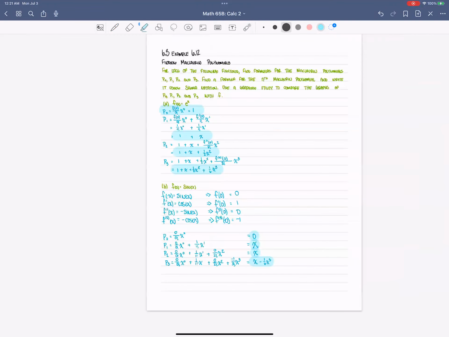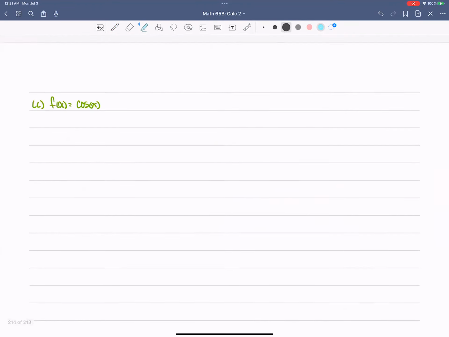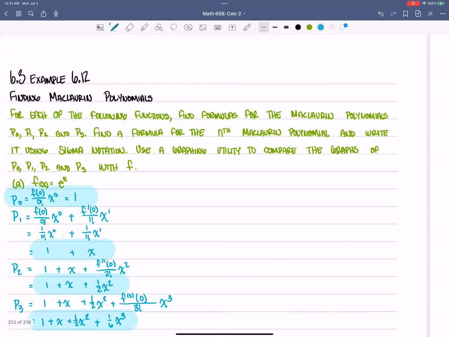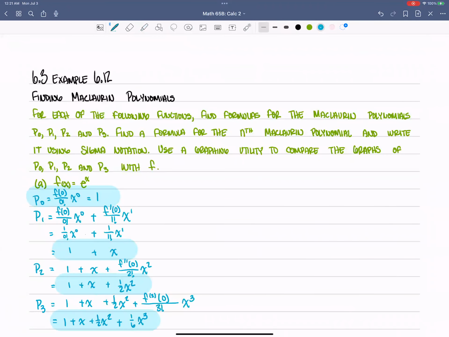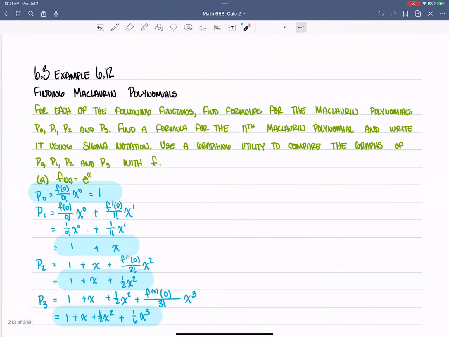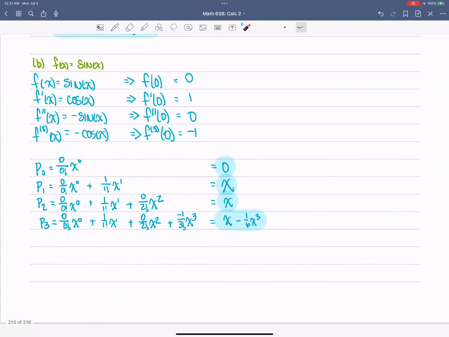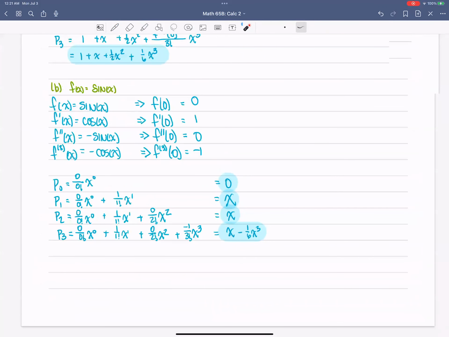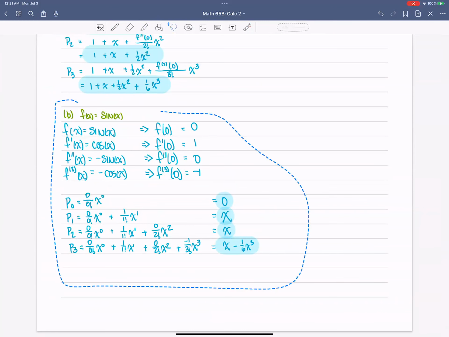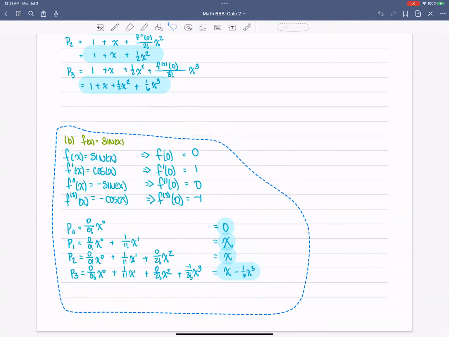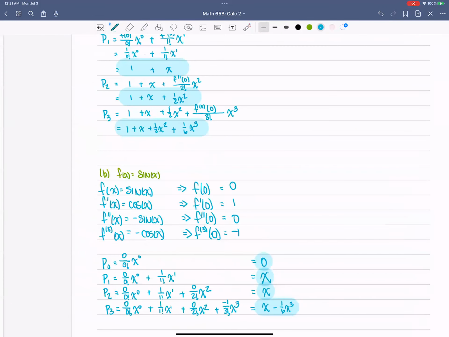And now let's see what they are for cosine. Here's something very similar. Actually, did they ask us to do anything? They wanted us to come up with the nth Maclaurin polynomial. So over here, let me scooch this down.